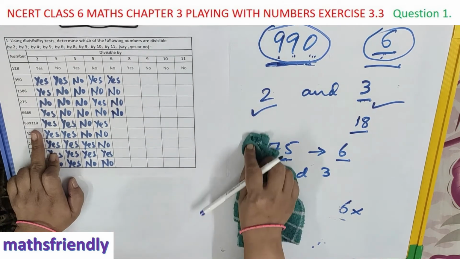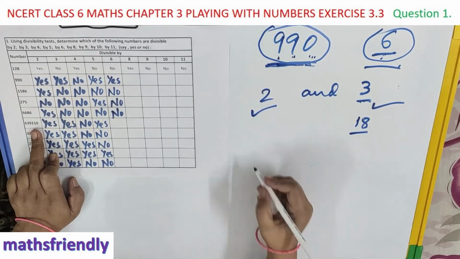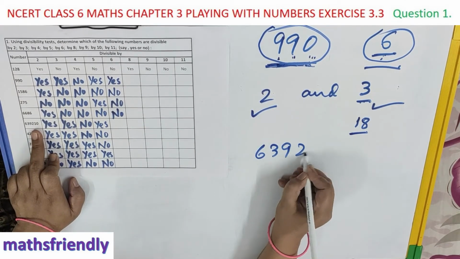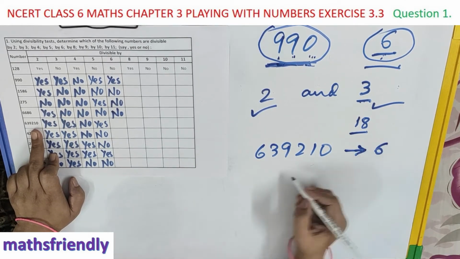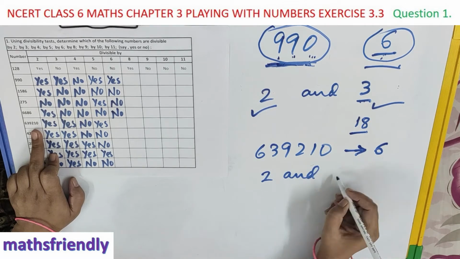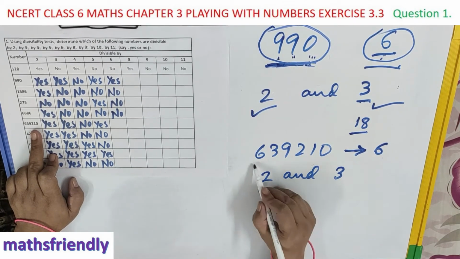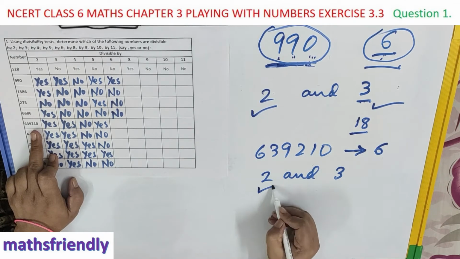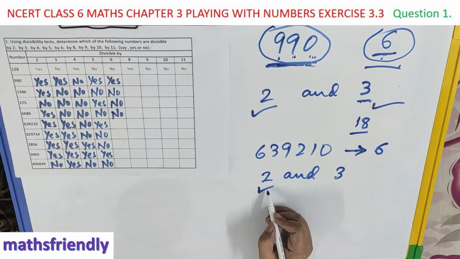Now, the next number is a large number. Okay, so we have to see 639210. Yes, by 6 we are checking. For that we have to check its divisibility by 2 and 3. Yes, this number is divisible by 2 because the last digit is 0. The digit at the units place is 0, so this number is divisible by 2.